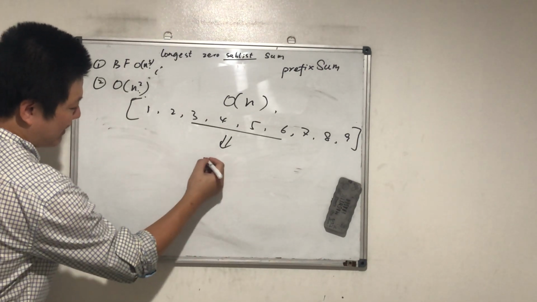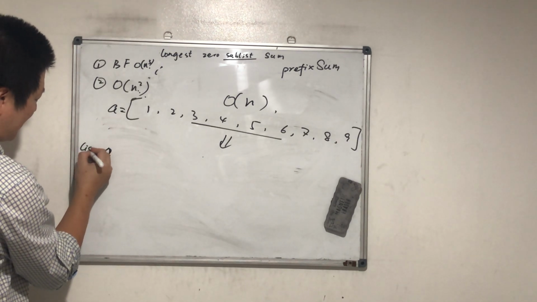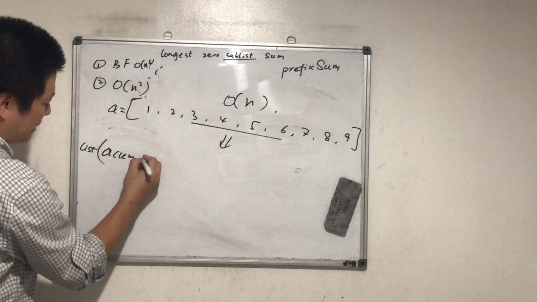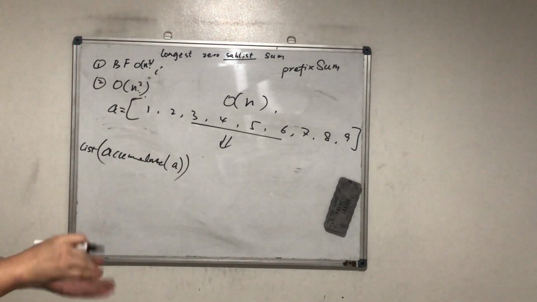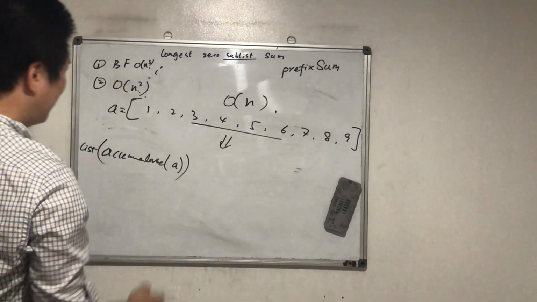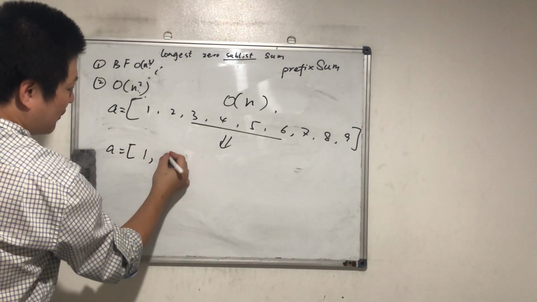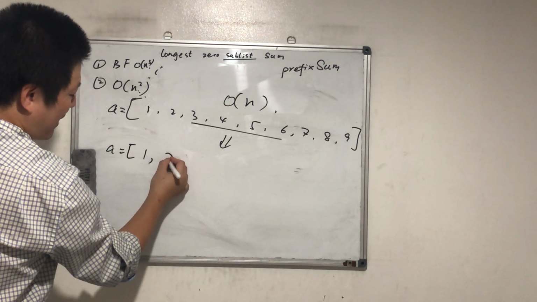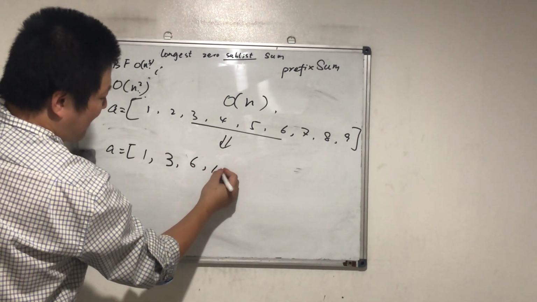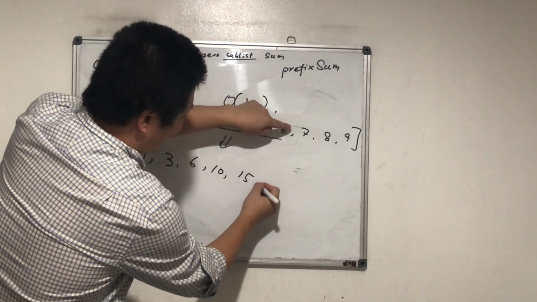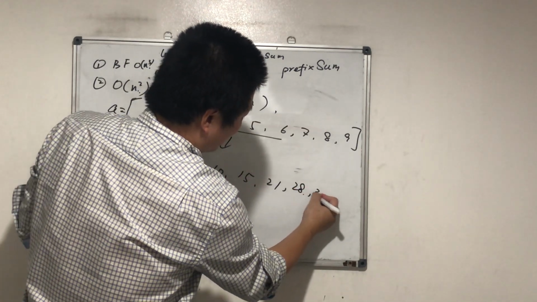Remember this accumulate function. This is a, for example, and then accumulate a. What's accumulate mean? Accumulate, adding together, putting together. So this accumulate a will be what? 1. 1 plus 2, 3. 1 plus 2 plus 3, 6. 10. Then 15, adding together. 21. 21 add 7, 28. 36. 45.